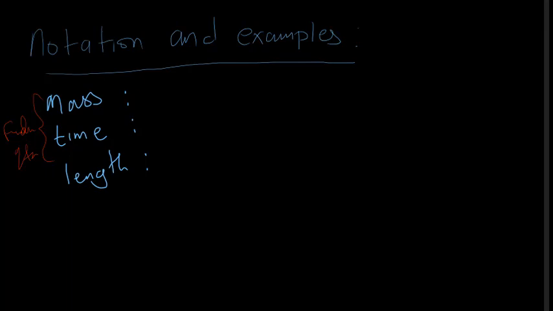So if we want to express the dimensions of mass, we know that mass is a fundamental quantity, so it cannot be expressed in any other quantity apart from mass itself. So the dimensions of mass will just be given by capital letter M. The notation that we use in expressing dimensions is just by using brackets.